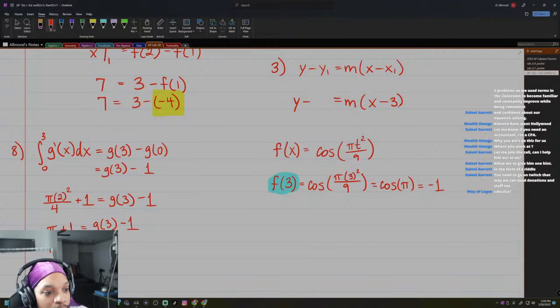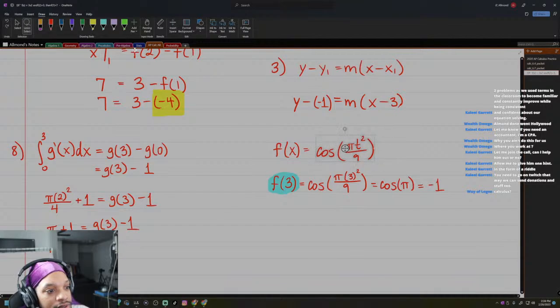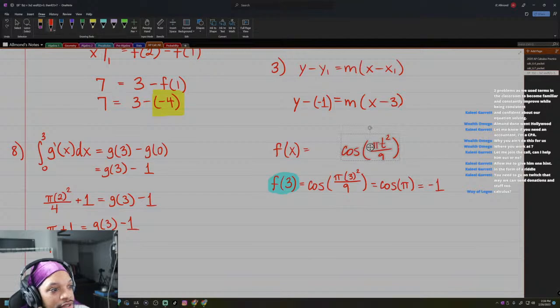So y1 is... I thought y1 is -1. I thought the y value was 4. Oh, it was a 4 plus something before your cosine, wasn't it? Yeah, that's what it was. What was it? 4 plus.